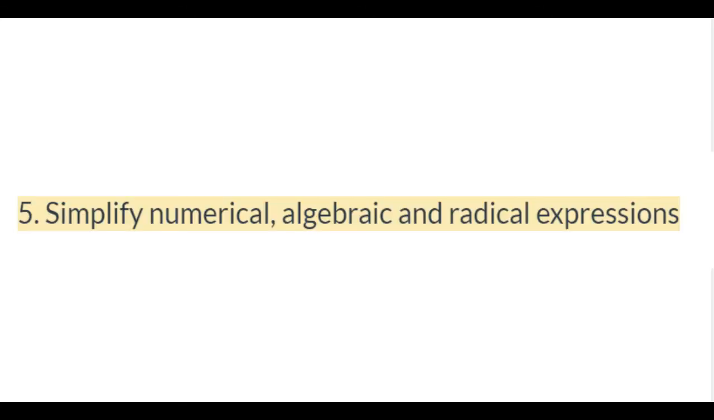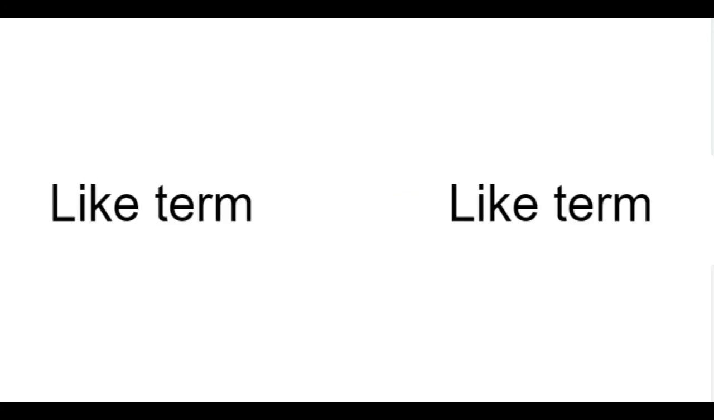Here we are at our fifth and final N. The fifth one is to simplify numerical, algebraic, and radical expressions. To simplify a numerical, algebraic, or radical expression, you need to combine the like terms in the expressions until there are no more like terms to combine.